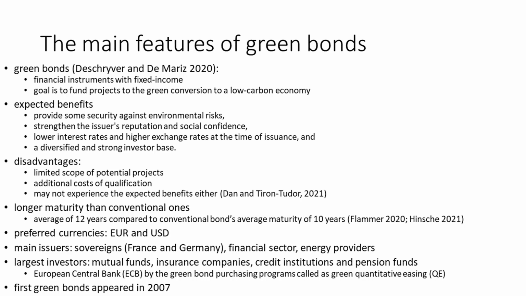But what we can see here is that since these projects are focusing on longer perspectives and longer time periods, that's why we can see that also the maturity is longer than usual. 10 years, so on average it's 2 years longer, what we can see in the literature. Also preferred currency, I mentioned already that this is euro and also US dollar. Main issuers are still sovereigns, and especially we can find a lot of bond issuances in France and in Germany. And also we can find the financial sector and energy providers.